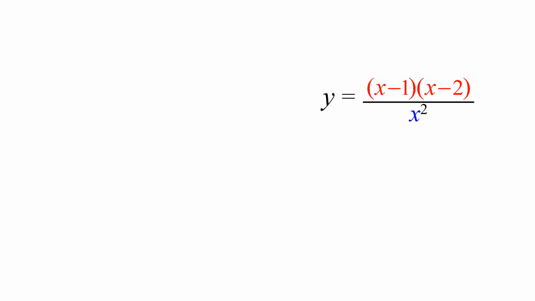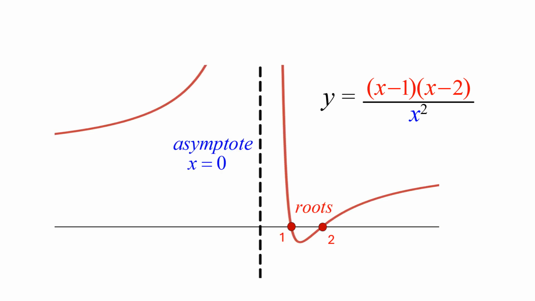Here's another example. The asymptote is squared. The roots are regular. When we reach the asymptote, the sign had been positive. It remains positive after we pick up our pencil and move across that asymptote.